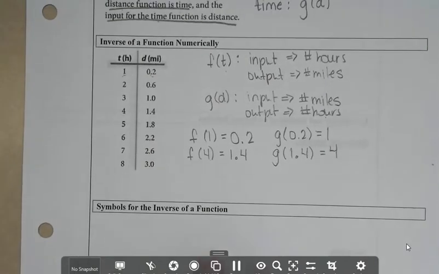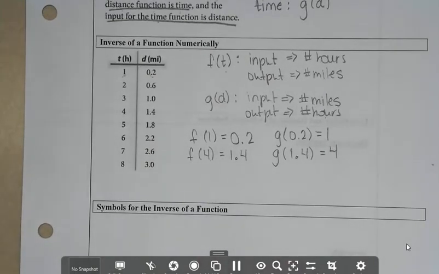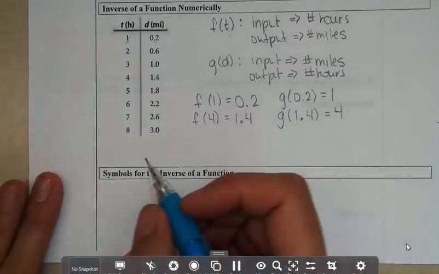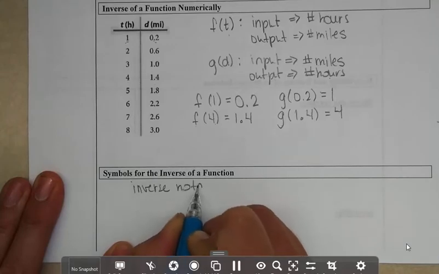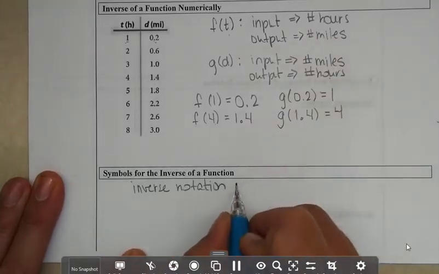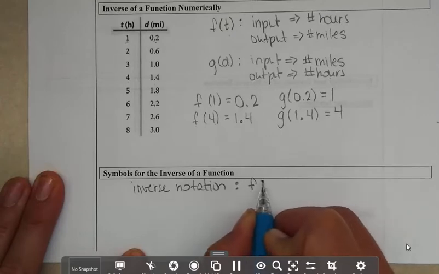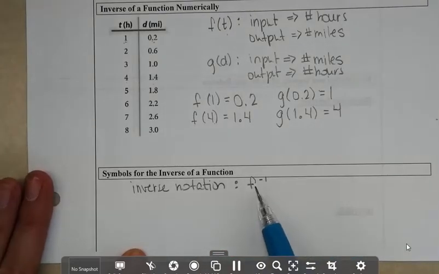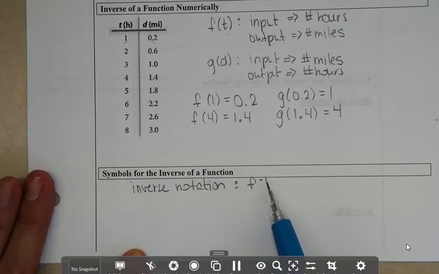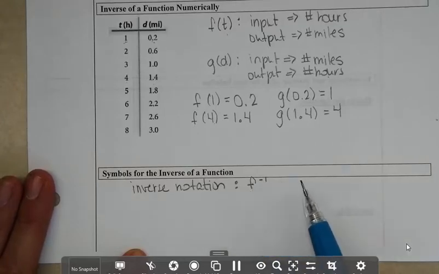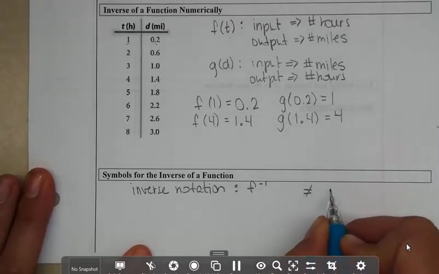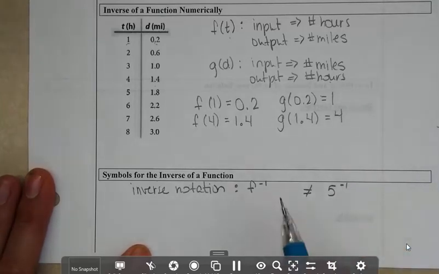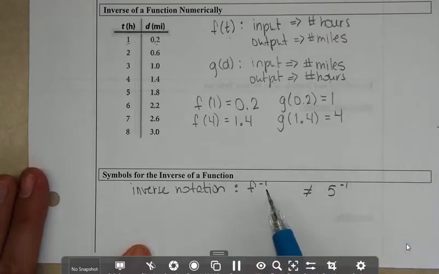Let's talk about symbols. This is also nothing new to you. So how do we label the inverse of a function? Well, inverse notation basically is f raised to the negative 1. Now, this does not actually mean take that number and raise it to the negative 1. This is inverse notation. So this is not like taking the reciprocal. It's not the same as 5 to the negative 1. This is the inverse of a function, and in this case, the function happens to be f.